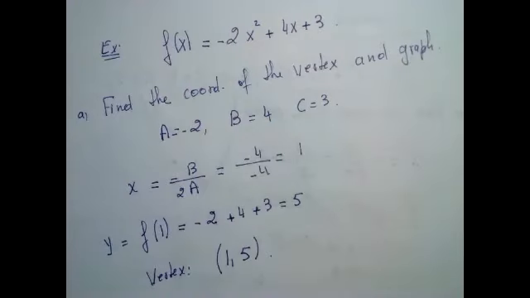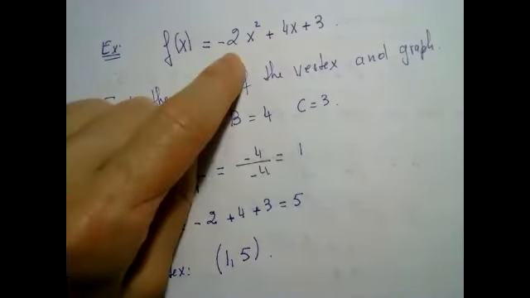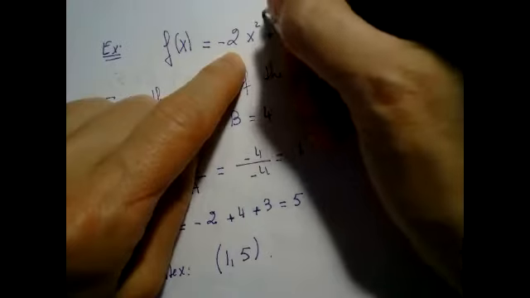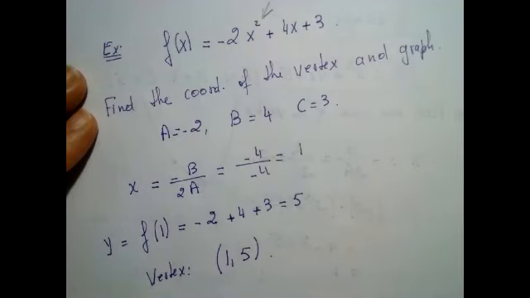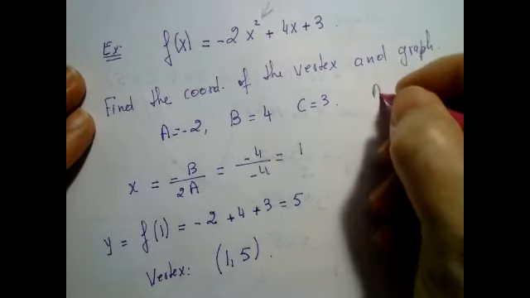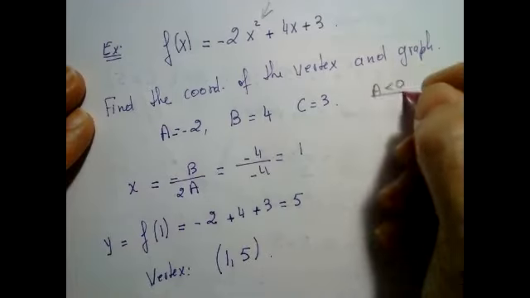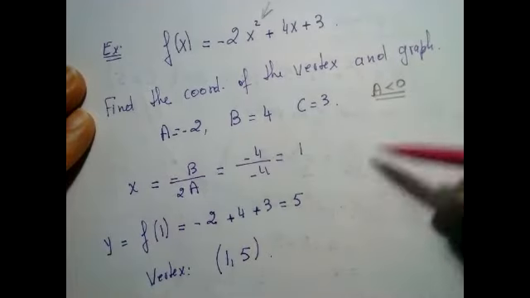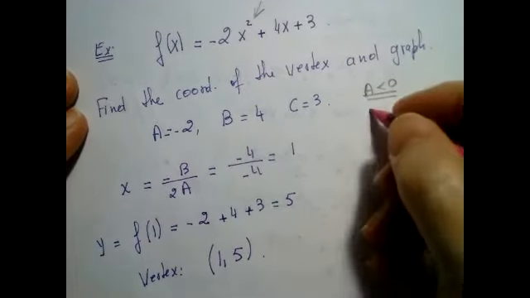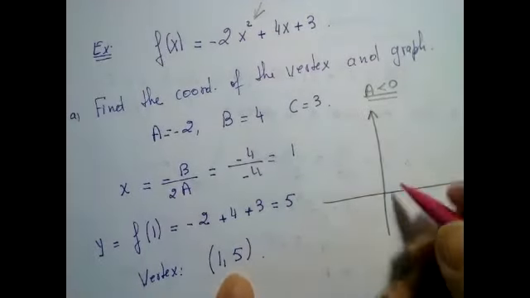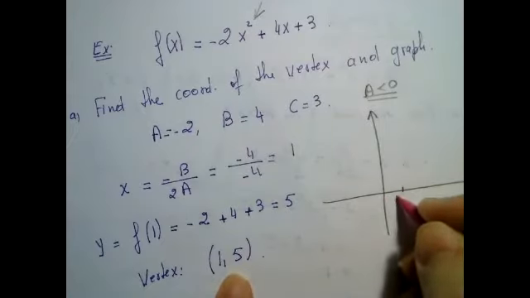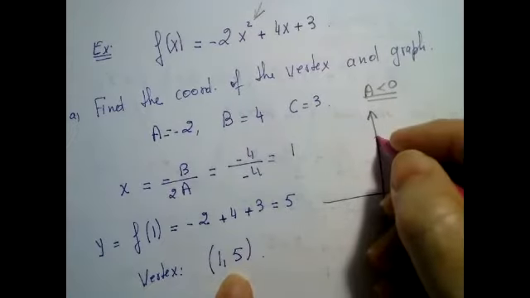Now we have to graph the parabola. So this is a parabola shape that's quadratic. We have an x squared. We're going to have an honest to goodness parabola. And this is the shape. First, we know that A is negative. It means there's going to be a parabola going down. Now I know the vertex. The vertex is 1 and 5.